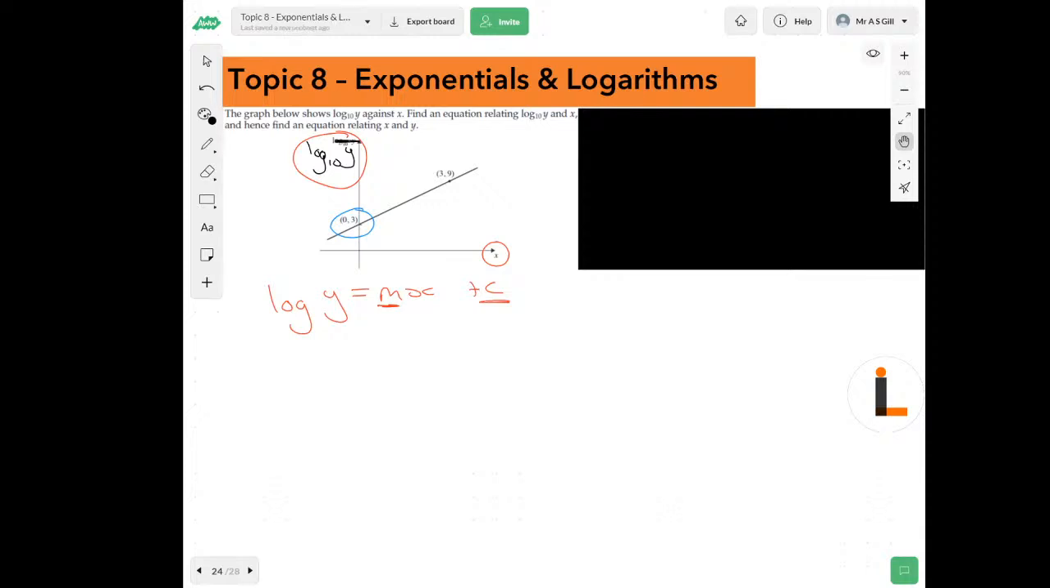And we've got 2 points, and we know from coordinate geometry that the gradient is equal to the change in y over the change in x. So we can actually go ahead and calculate this. Change in y over change in x, so this is going to be 6 over 3, which is 2.